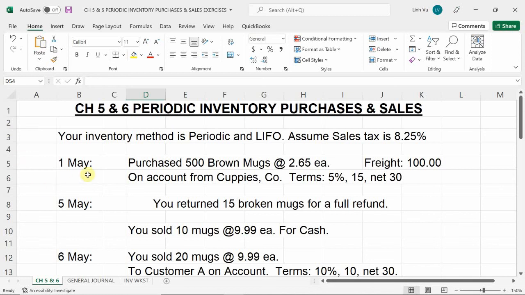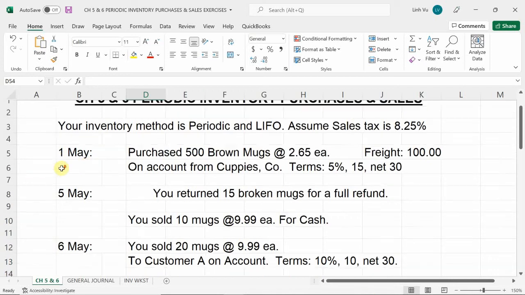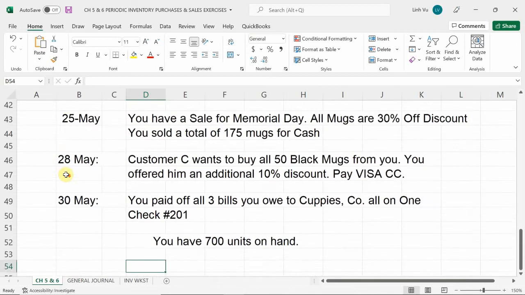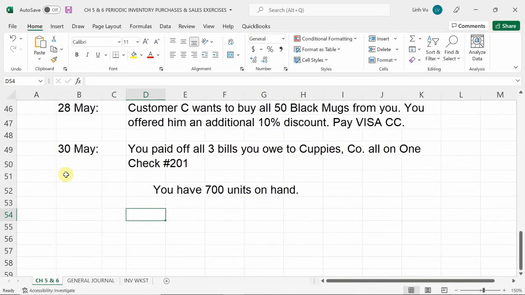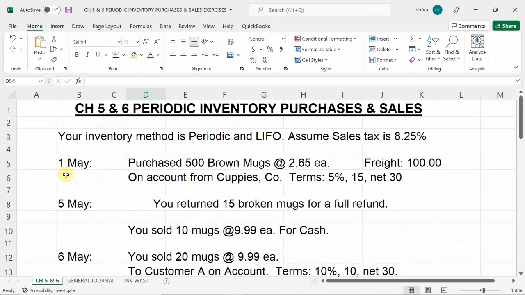All right, chapter 5 and 6, periodic inventory exercises. So here I have a whole month worth of transactions that we're going to take a look at. It's a combination of both purchases and sales and how we journalize it and how we plug it into our inventory worksheet. So this example here is for the chapter 5 and 6 review. You have your inventory method is periodic and it is LIFO, last in, first out. Assume that tax is 8.25%.